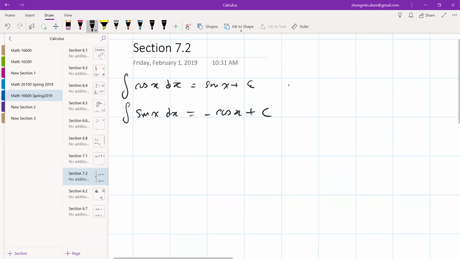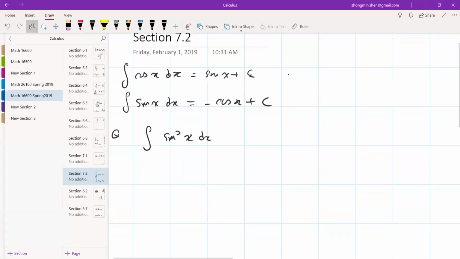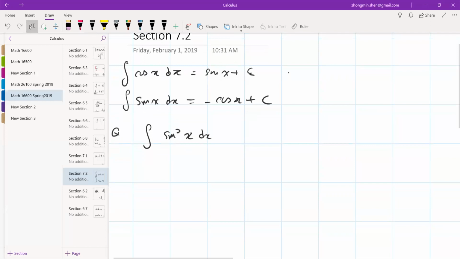So what happens if I have a question like the integral of sine squared x or sine cubed x? We have to do something in order to evaluate this integral, right? We don't like the square, square is bad. But I can easily find the integral of sine kx. That's going to be negative cosine kx divided by k, because when you differentiate, k is gone, right?